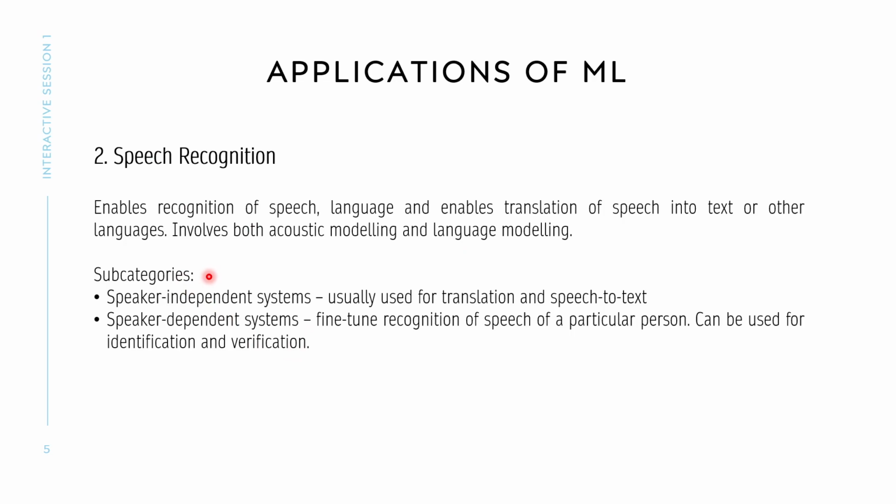Speech recognition can take two different subcategories, I should say. The first is speaker independent systems. These are usually used for translation or speech to text. If you open up your phone and talk to Google Assistant or Siri, then it translates your speech to text. So that is a speaker independent system which they use. There are also speaker dependent systems which are used to fine tune the recognition of speech of a particular person. This is something which the assistant on your phone can also do. So it is used for identification and verification for security purposes.